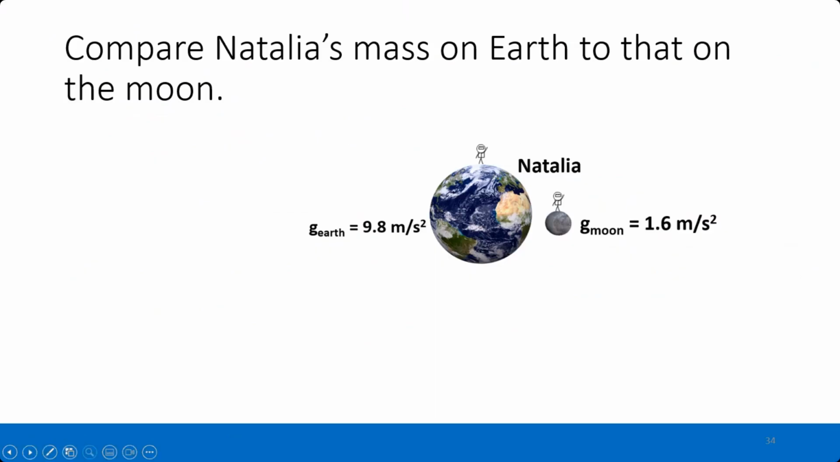Let's check this conceptual question. Compare Natalia's mass on Earth to that on the moon. Here, I want you to be careful about something. One thing I know is the gravity here is given, the gravity here is given, so we can compare the weights easily. If I want to compare the weights, W is m times g.